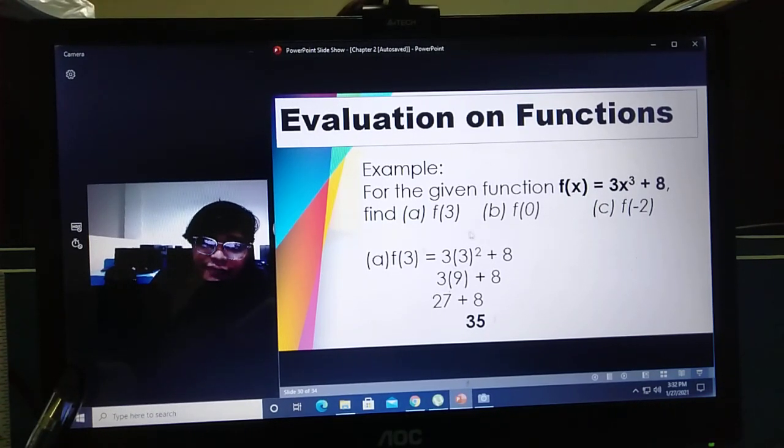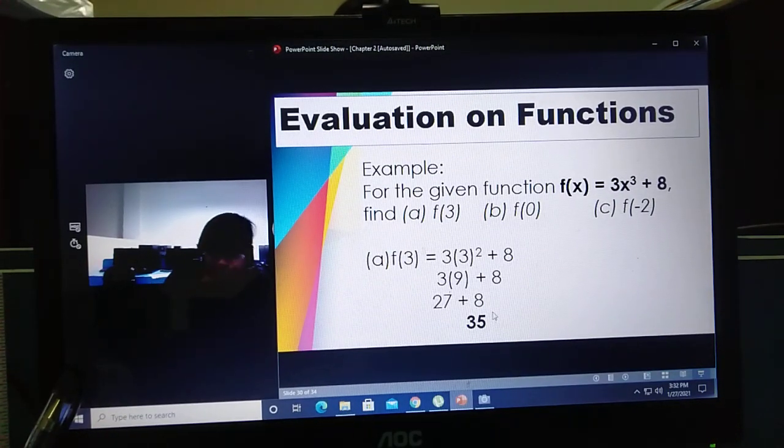Okay. And then first we have the process of PEMDAS. We have first the parenthesis and then the exponent. So multiply mo muna, get the square of 3, which is 3 square is 9. Then 9 times 3 is 27. Plus 8, we got 35.